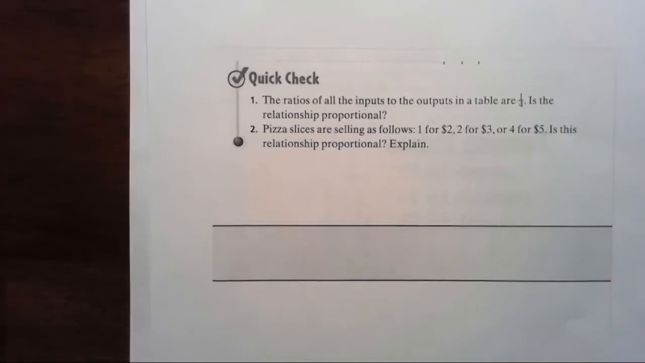Okay, second question. Pizza slices are selling as follows: 1 for $2, 2 for $3, 4 for $5. Is this relationship proportional? Explain. Okay, it's your turn again.